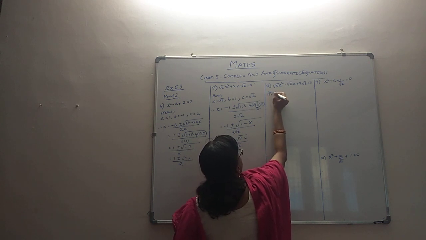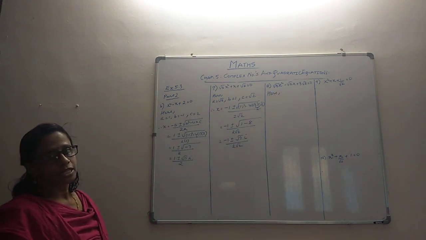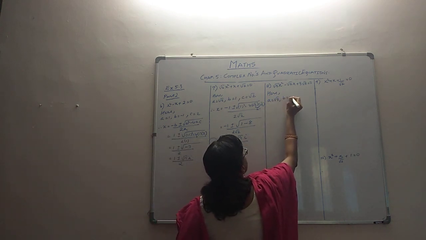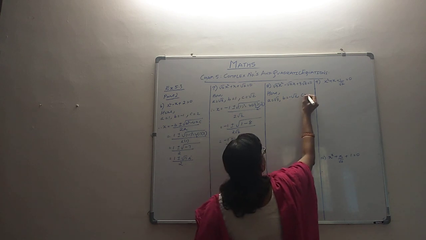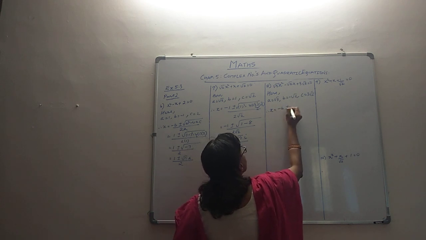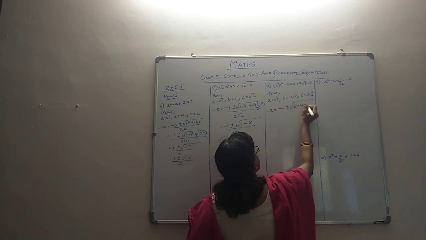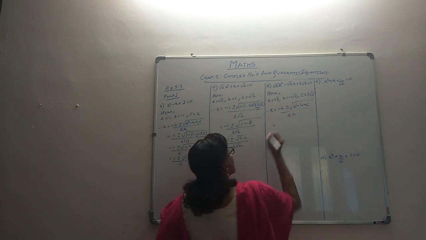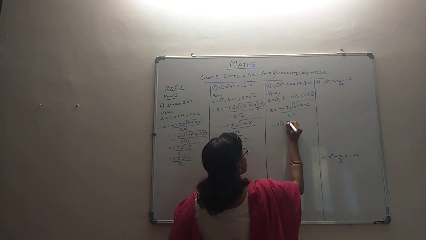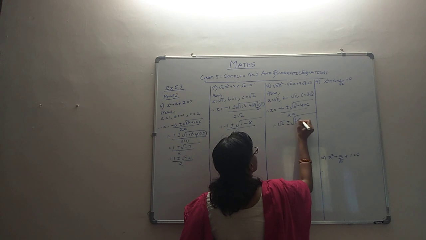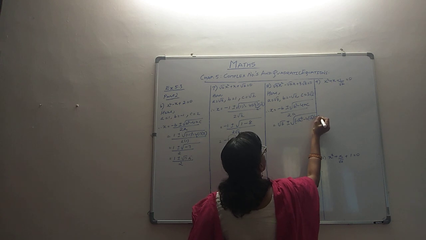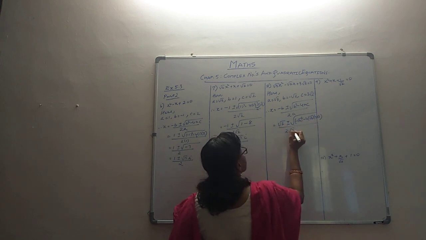Quickly we move to the next one. Root 3 x squared minus root 2 x plus 3 root 3 equal to 0. Here a is root 3, b is minus root 2 and c is 3 root 3. So when we find x, minus b plus or minus root of b squared minus 4ac by 2a, minus b for us is minus of minus root 2, so plus root 2. Plus or minus root of minus root 2 squared, minus 4 times a, which for us is root 3, and c, which for us is 3 root 3. By 2a means 2 root 3.